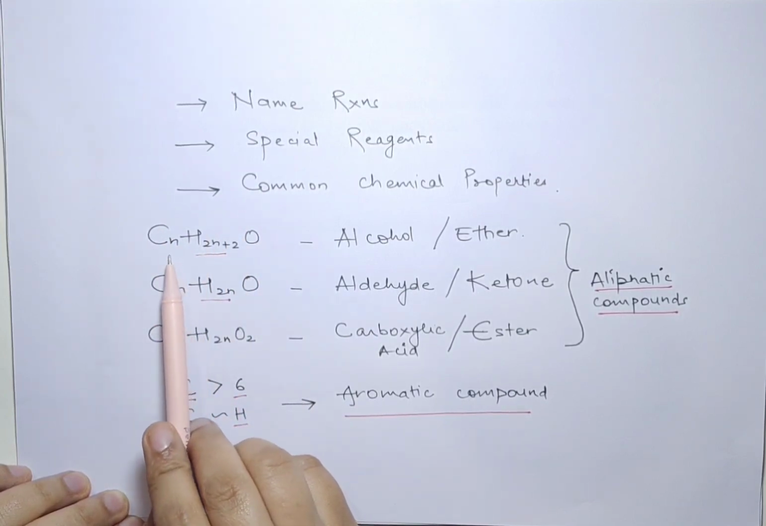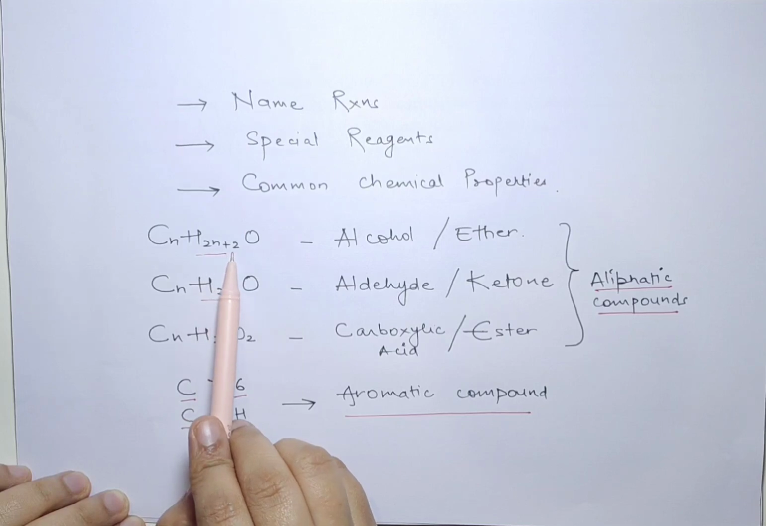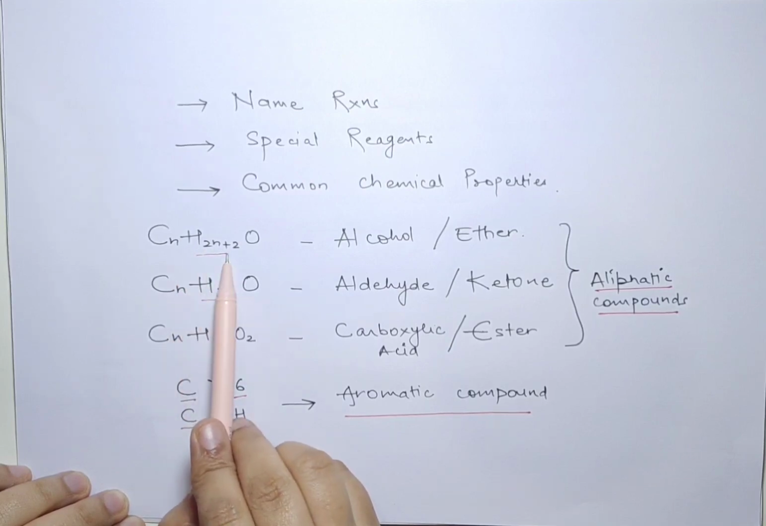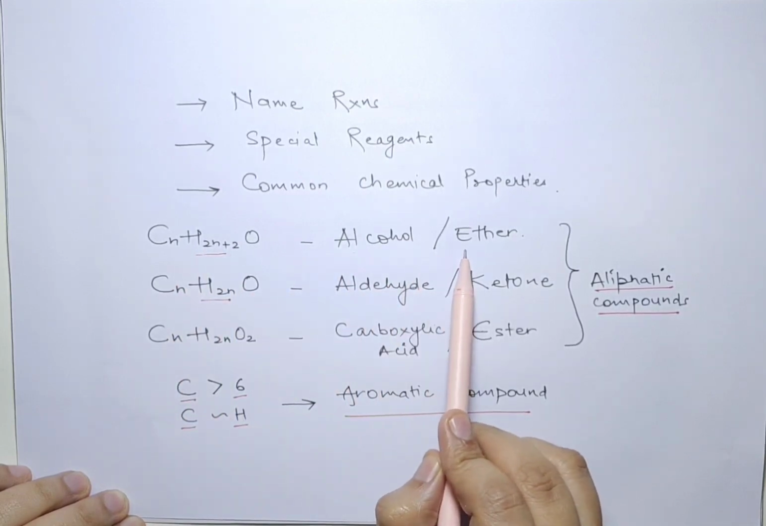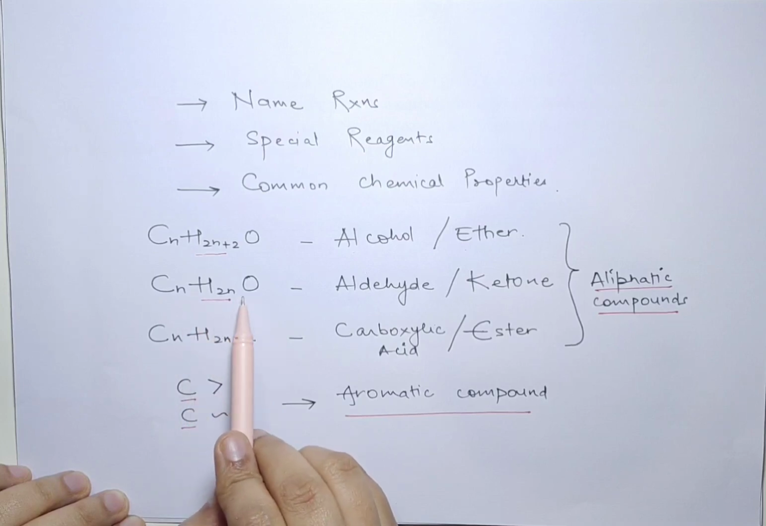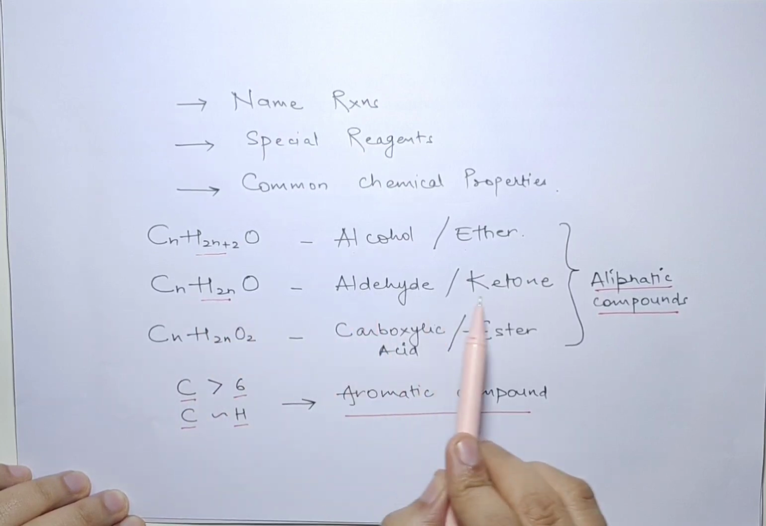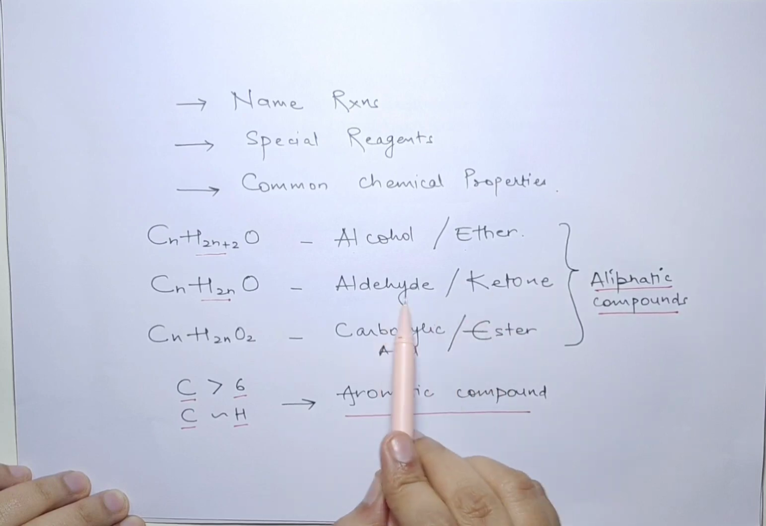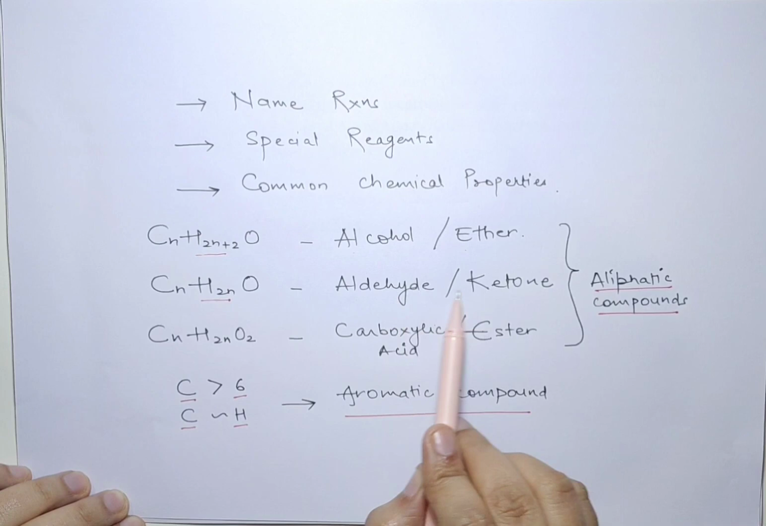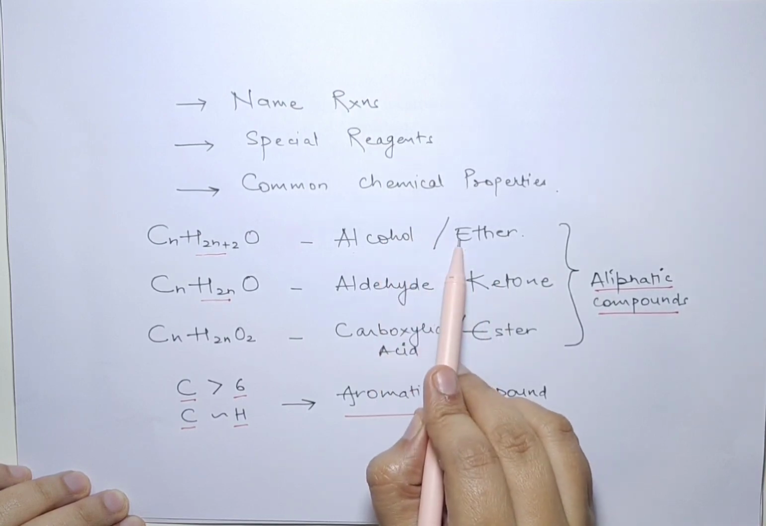So if your chemical formula is CnH2n+2O, just one O, and number of hydrogens are 2 more than twice the number of carbon, in that case, it can be your alcohol or ether. But if the number of hydrogen is only twice the number of carbon and one oxygen is there, then that can be your aldehyde or ketone. Okay, these two are functional groups. So are these two functional group isomers. Okay, so these two are functional group isomers and these two are also functional group isomers, right?